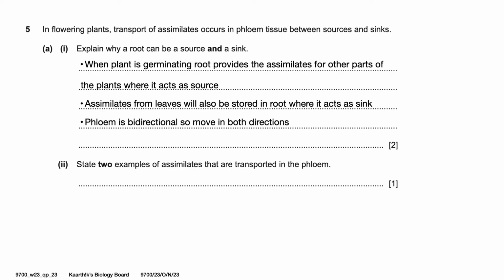Then second part of this question, state two examples of assimilates that are transported in the phloem. It's a direct question where we can simply write sucrose and amino acids are the assimilates that are being transported in the phloem.